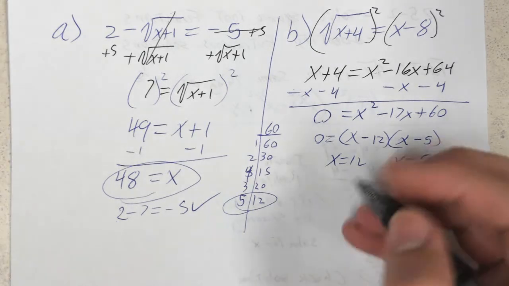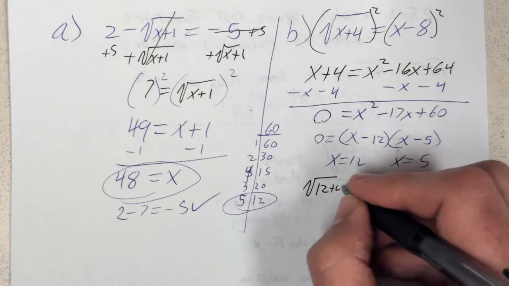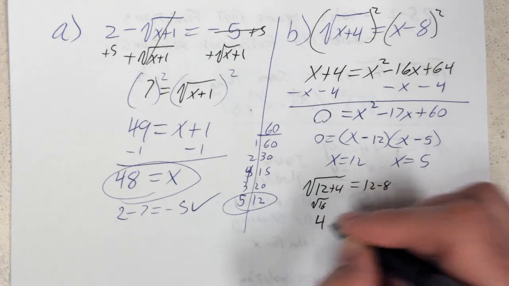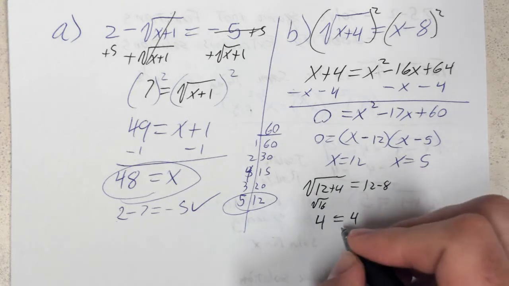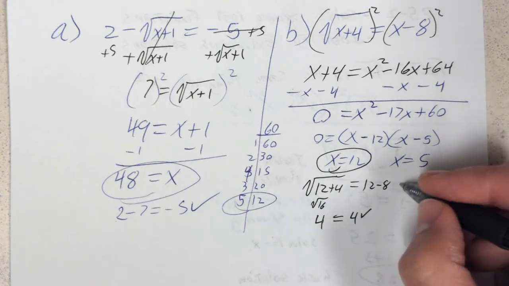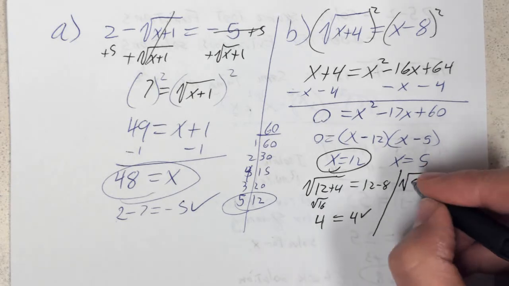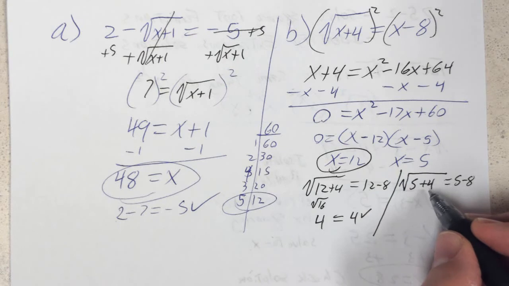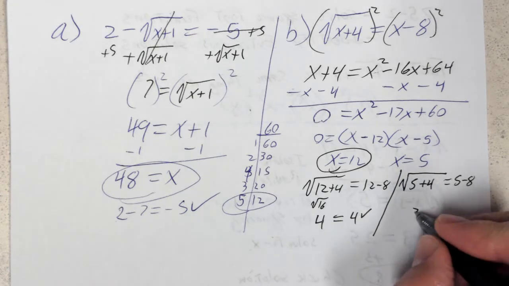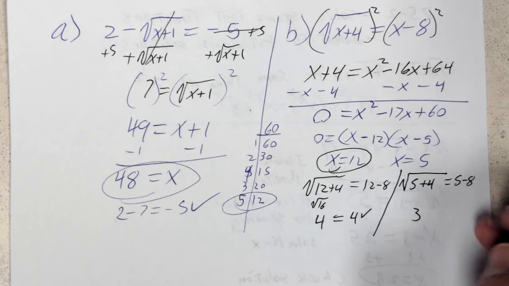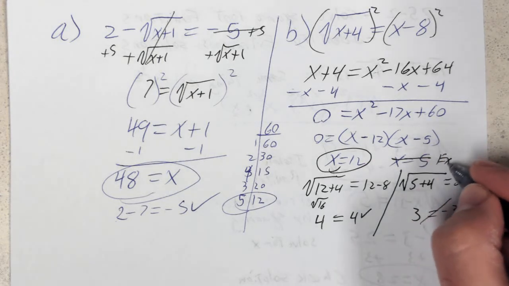And we go through to check that. The square root of 12 plus 4 equals 12 minus 8. Well, 12 plus 4 is 16. Square root of 16 is 4. 12 minus 8 is 4. So that one works. We go to do the other one. Square root of 5 plus 4 is equal to 5 minus 8. Well, 5 plus 4 is 9. Square root of 9 is 3. 5 minus 8 is negative 3. So that one is extraneous.